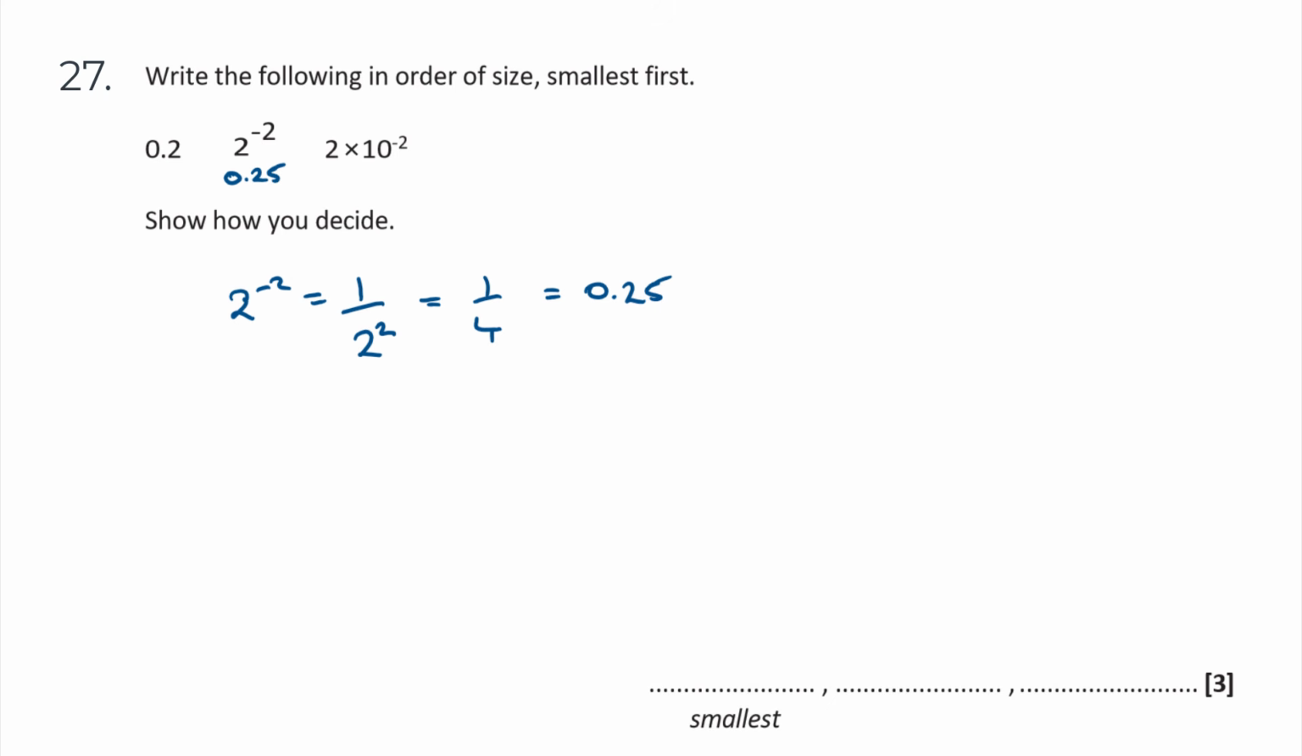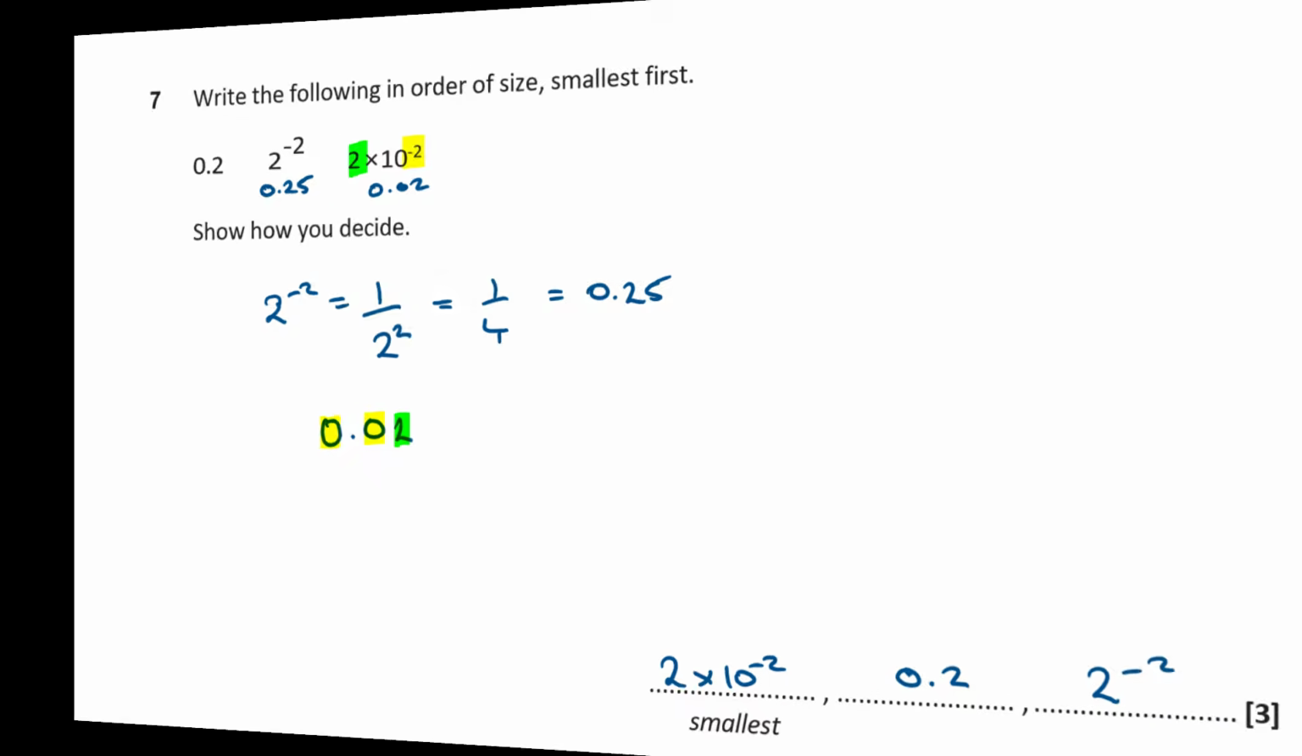10 to the minus 2 means 2 zeros in front of your mantissa, which is 2. So I'm going to write 2 zeros in front of my mantissa, 0.0, and then I'm going to write the 2 on the end like that. So 0.02. So that one is 0.02. So that one is the smallest then, isn't it? So the smallest is going to be the number in standard form. And then the next biggest is going to be the 0.2. And the biggest one of all is going to be the 2 to the minus 2. Like that. All done.